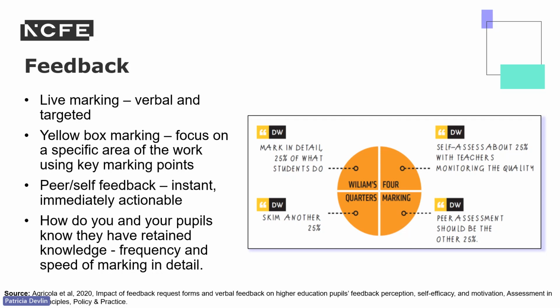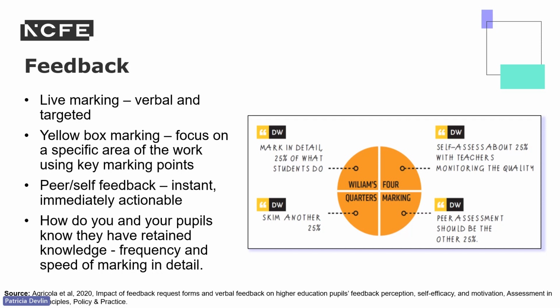So yellow box marking is a more targeted approach to marking that ensures teachers and pupils focus on specific areas of the work rather than the entire piece. That encourages teachers' feedback to be diagnostic and support improvement. The area of work is clearly marked, focusing on marking key points.